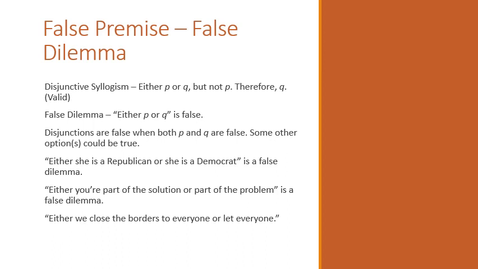example: either we close the borders to everyone or let everyone in. Again, this is a situation where those aren't the only two options, right? You could be somewhere in between closing the borders to everyone and letting everyone in. There's more than one possibility here. So again, false dilemma is just that. It's just a situation where the choice being offered is false, that there are other options besides just the two that are being presented to us.